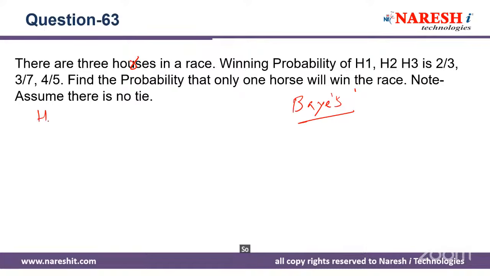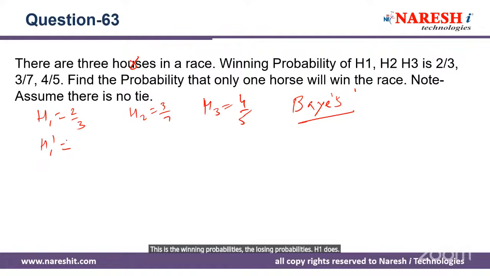Here it is given that H1 is 2 by 3, H2 is 3 by 7, H3 is 4 by 5. These are the winning probabilities. The losing probabilities, H1 dash. What is losing probability? The highest probability of anything is 1. So the remaining losing probability will be 1 minus 2 by 3, that is 1 by 3. H2 dash will be 4 by 7. H3 dash will be 1 by 5.